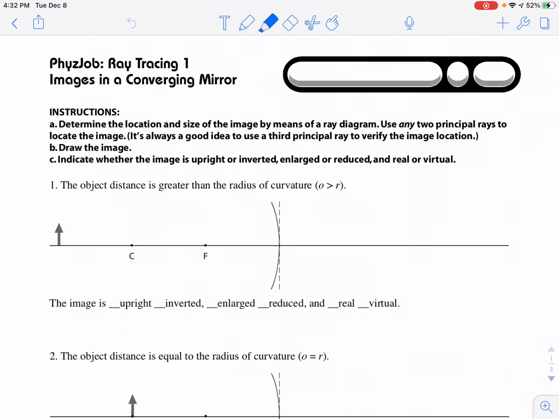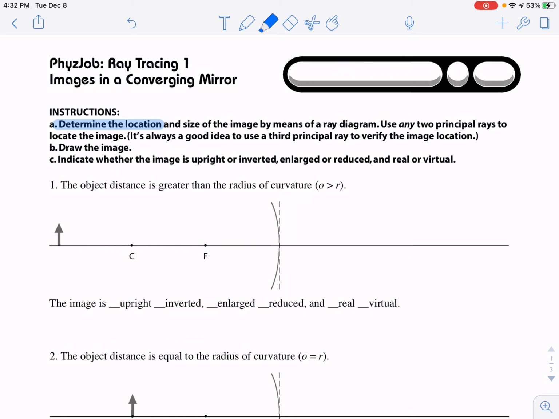Hello and welcome back. In this video, we're going to work on finding the image characteristics of an object placed in front of a converging or a concave mirror. The object is going to be placed at various points in front of the mirror, and we're going to focus on the image characteristics. That means its location with respect to the mirror. In other words, what kind of image it is.